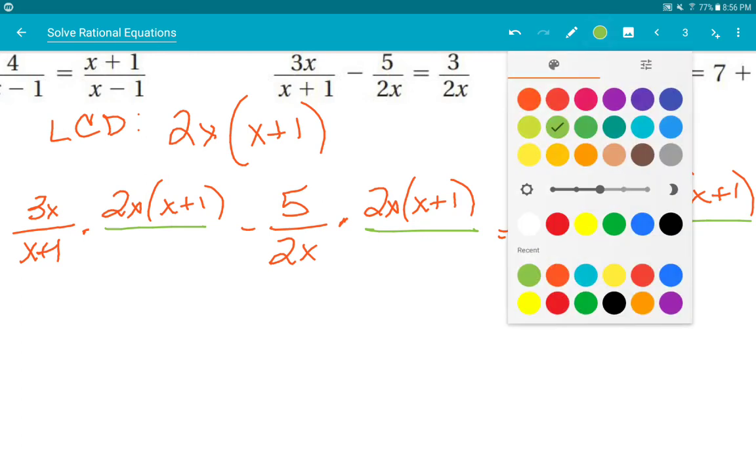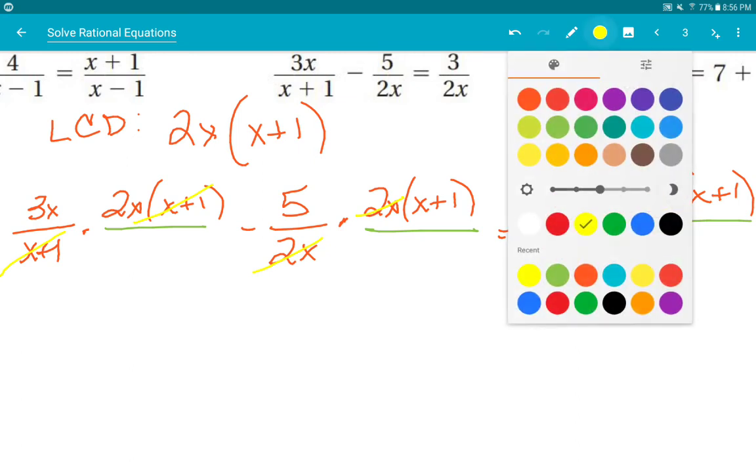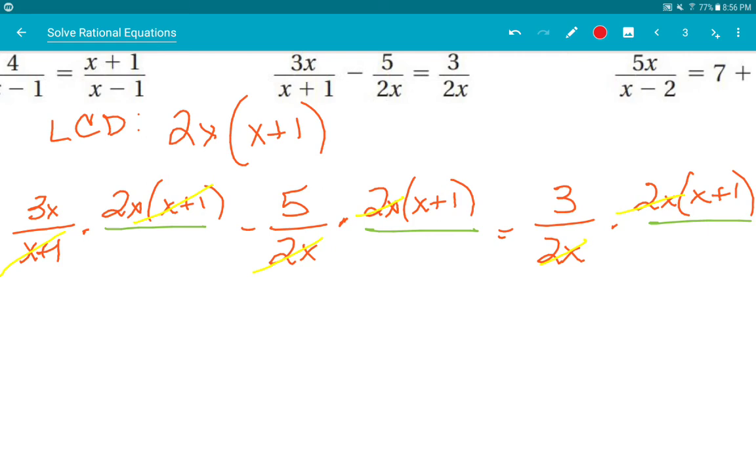Okay, once you do that, again, we want to simplify the fractions based on what's common. So x plus 1 here cancels. The 2x's are going to cancel for us, and then here the 2x's are going to cancel for us. So just like that, all our denominators are eliminated. So now what do we get here? We have 3x times 2x. That's 6x squared. Minus 5 times x plus 1.